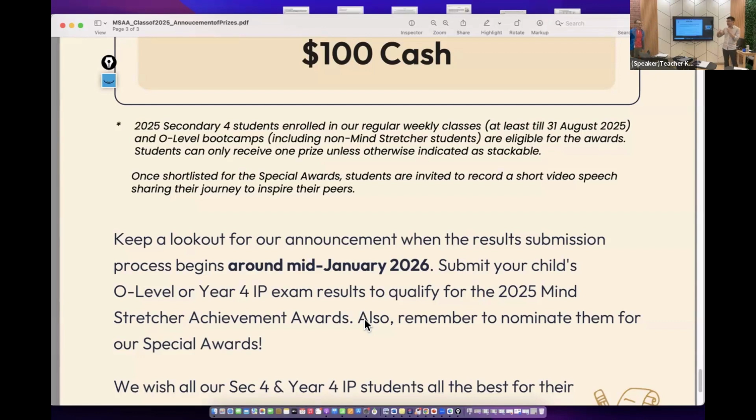Yeah. Because what we are doing now is we believe that there's a lot of resources that we want to open to everybody as well, right? So be it MindStretcher, be it non-MindStretcher. So do continue to keep a lookout for that. And yeah, just benefit from all these resources too.